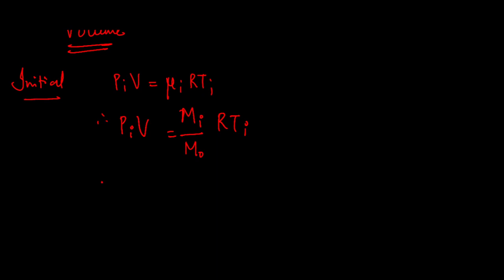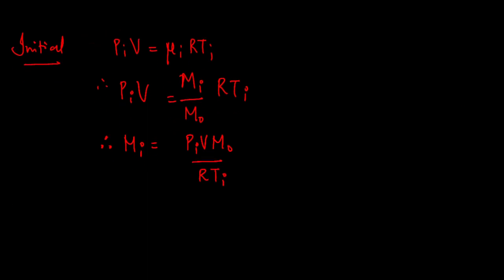Okay, so mi equal to, we get PiV m0 upon R Ti. Now similarly, if I want to find final, both initial and final clear?